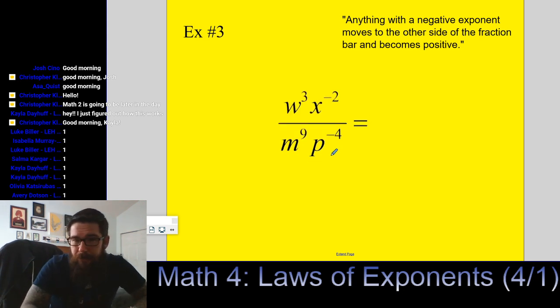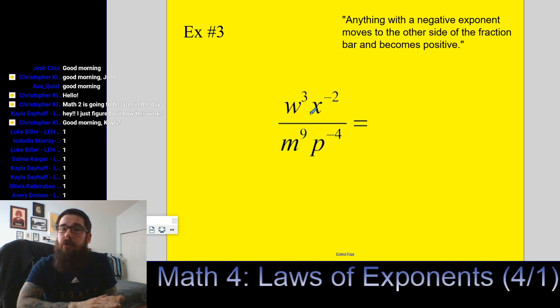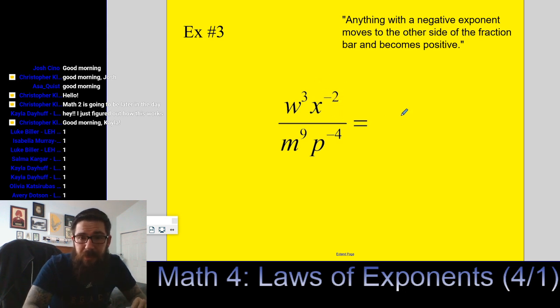At this point, I notice none of these guys have the same base. All right, I've got a bunch of different bases, so I can't do any of those earlier laws 1, 2, or 3. I don't have any exponents outside. I only have some negatives right here. W cubed is going to stay right where it is. It's a positive exponent. We generally want positive exponents. M to the 9th is positive. We're going to leave it right down there. There's nothing to do with those.